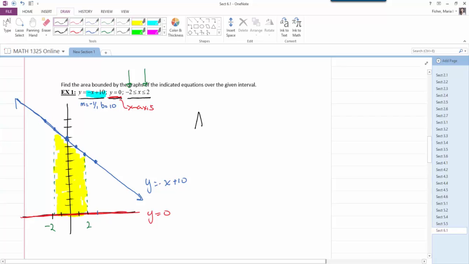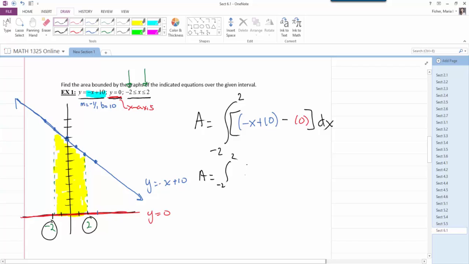Well, the area of this region is going to be the integral from negative 2 to positive 2 of the top curve. My top curve is this blue curve, which is negative x plus 10, minus the bottom curve. The bottom curve is this red thing, which is just 0, dx. If I combine like terms, negative x plus 10 minus 0 is just going to be negative x plus 10.